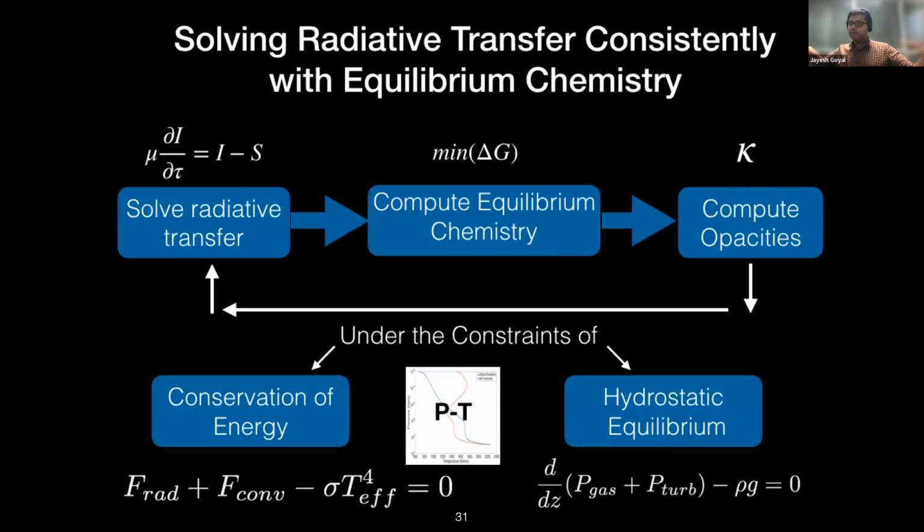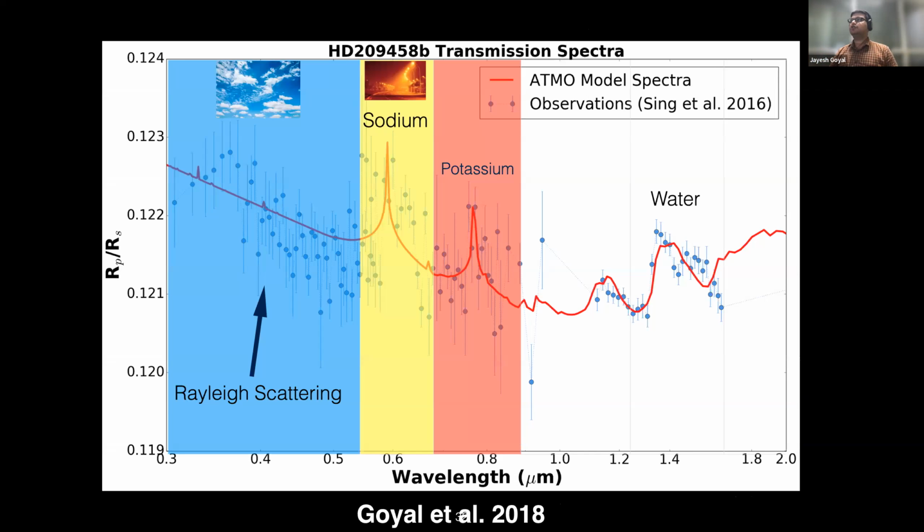Okay, and finally you combine all these things, and this is just a brief slide. I won't go into the details because this is quite involved. So you solve the radiative transfer equation, compute chemistry, compute opacities, and you do this under some physical constraints of hydrostatic equilibrium and energy conservation, and that ultimately will give you a pressure-temperature structure, and that structure you can use to compute the theoretical spectrum of the planet. And once you have the theoretical spectrum for different parameters, you can fit that to your observed spectrum. And finally, you get the interpretation of your observations.